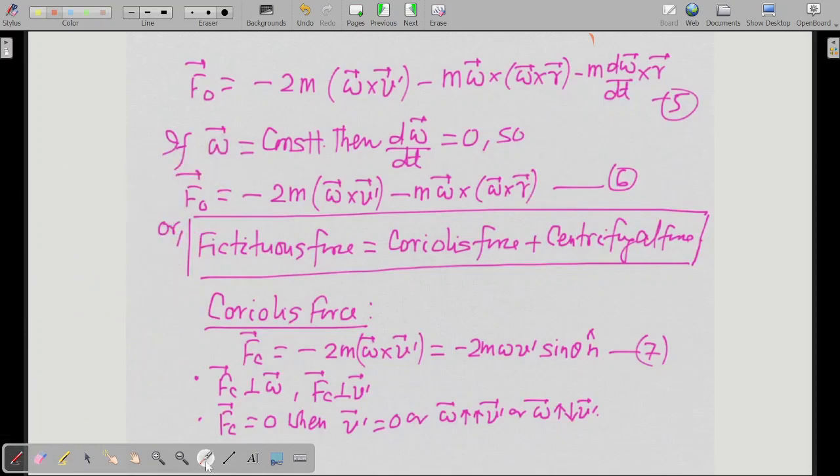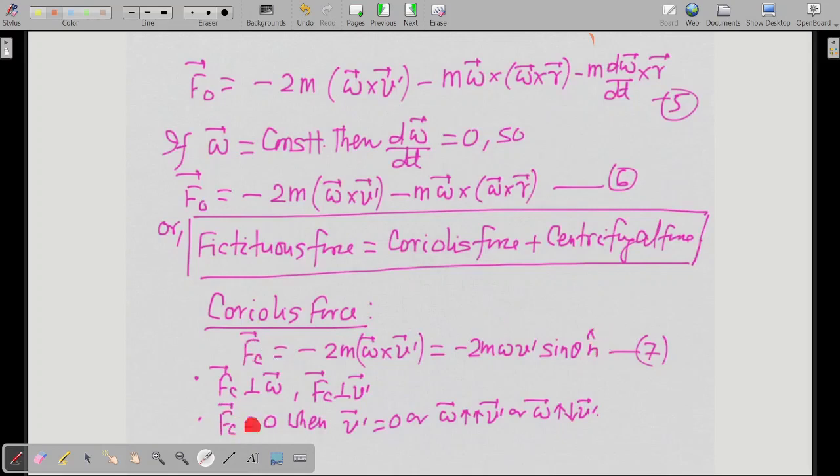When we take the cross product of any two vectors, the resulting direction is always perpendicular to both those vectors, okay. The resulting direction is always perpendicular to the plane consisting of both these vectors, right? So your Fc will be clearly perpendicular to omega vector, and your Fc will also be perpendicular to v prime vector, because this n cap direction is perpendicular to both omega and v prime, and this n cap direction is the same as the direction of Fc vector.